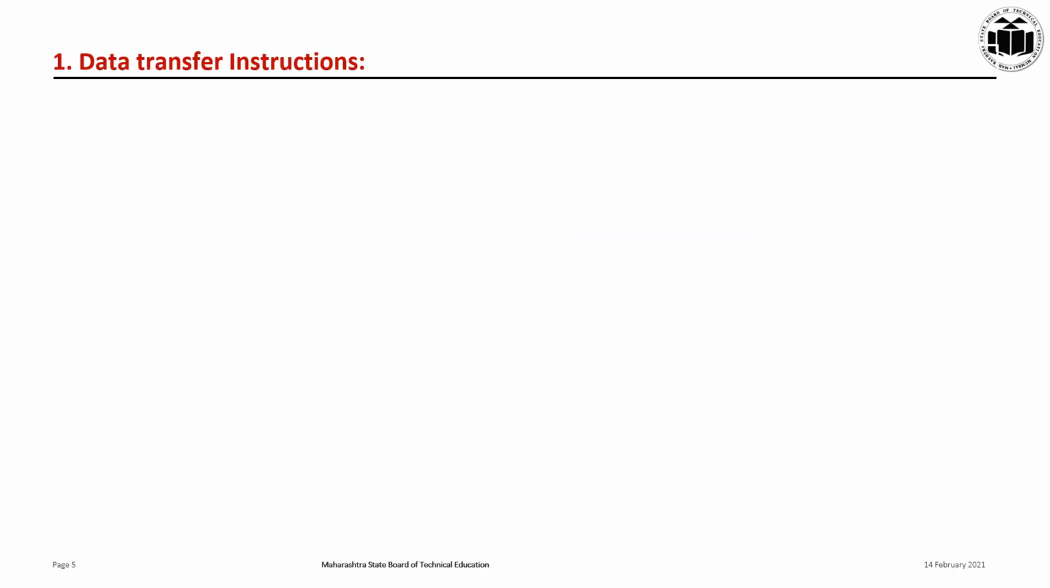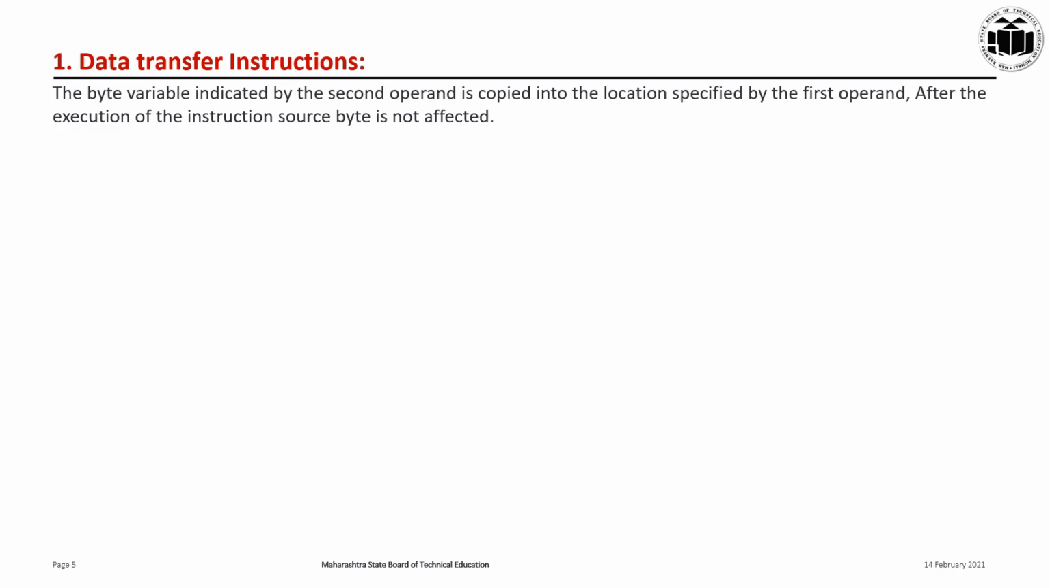Data transfer instructions are used to transfer data from a location called source to another location called destination. The byte variable indicated by the second operand is copied into the location specified by the first operand. After the execution of the instruction, the source byte is not affected. In the 8051 microcontroller, there are 28 different instructions under the data transfer group. Let us discuss MOV. The MOV instruction is used to transfer the data from the source to destination.